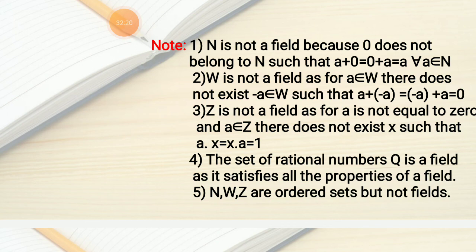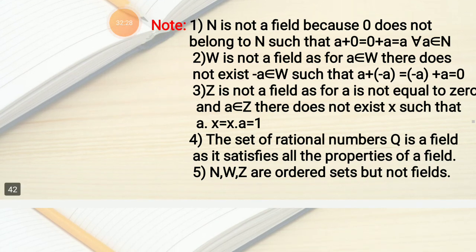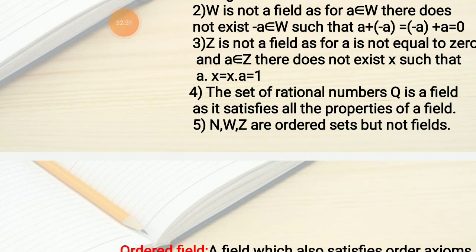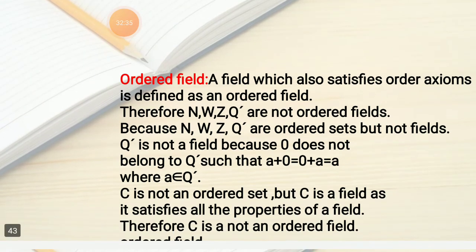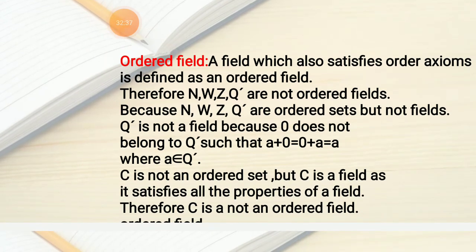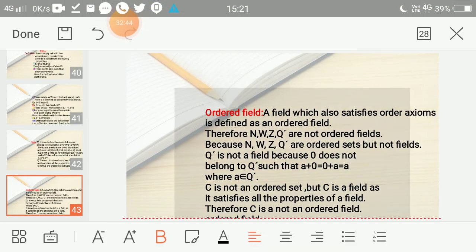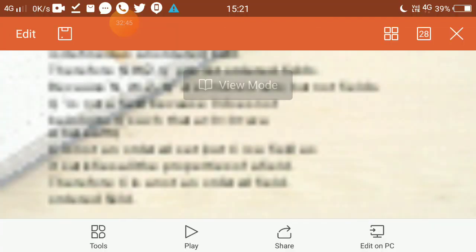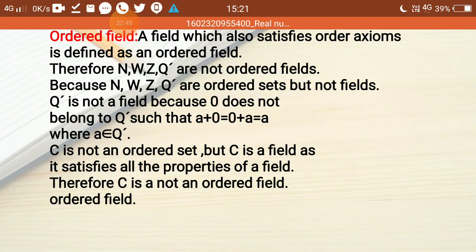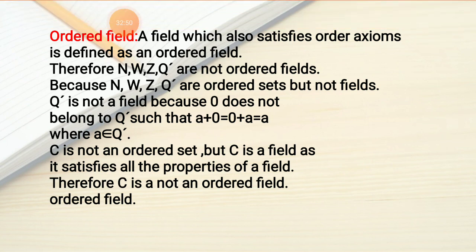The set of rational numbers Q is a field as it satisfies all the properties. R is also a field, of course. Q dash is not a field because 0 is not there in Q dash. N, W, Z are ordered sets but not fields. Ordered field: a field which also satisfies the order axioms is defined as an ordered field.